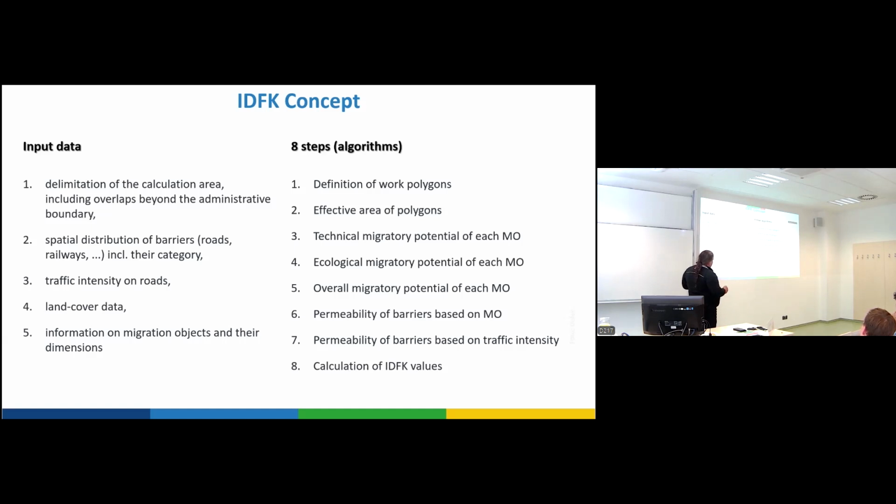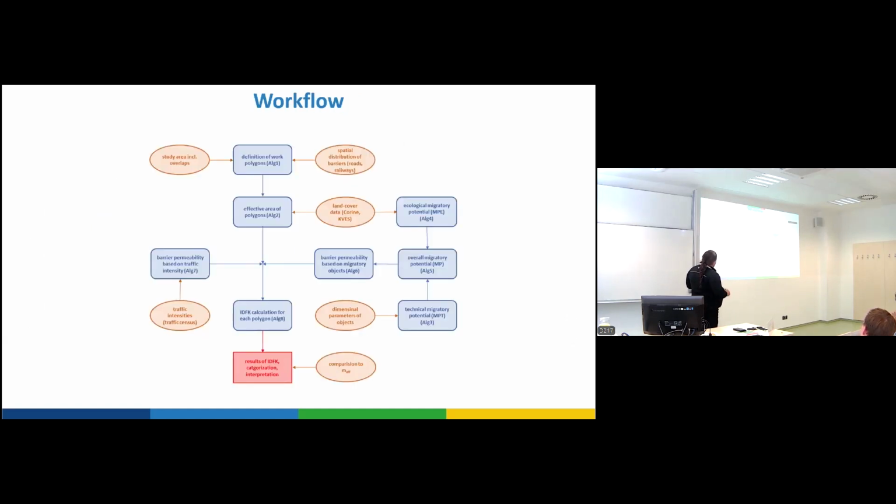The new algorithm has 8 basic steps. I can show you the scheme, it's nice. The first one is actually the effective mesh size: definition of our polygons, and if you just calculate the mesh size, it is the effective mesh size. But we extended it by the next steps. First is the calculation of the effective area of the polygon, which means that we look mainly at the built-up areas and deduct them from the general size of the polygons.